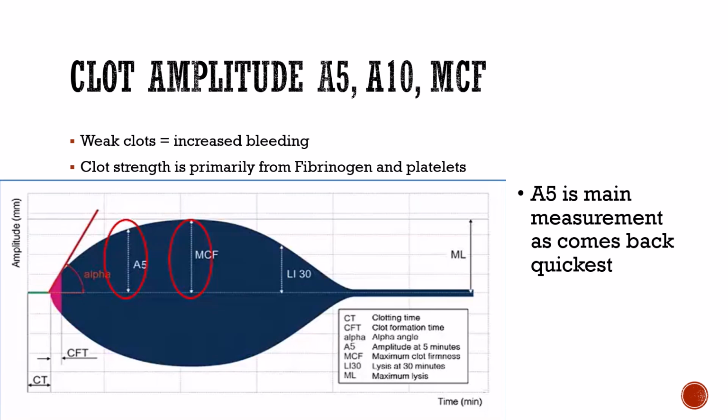You send off your ROTEM, and then you can get some useful results back after just 5 minutes. The result that you can get back after 5 minutes, which is useful, is your A5. And that is your amplitude at 5 minutes. So after 5 minutes of this blood being in the machine and clotting, how strong is the clot that is formed? There's also an A10 and something called your MCF, which is your maximum clot firmness before it starts to degrade. The thing that determines your clot strength is primarily fibrinogen and platelets. So if you're low on your fibrinogen or your platelets, you're going to have a low A5.